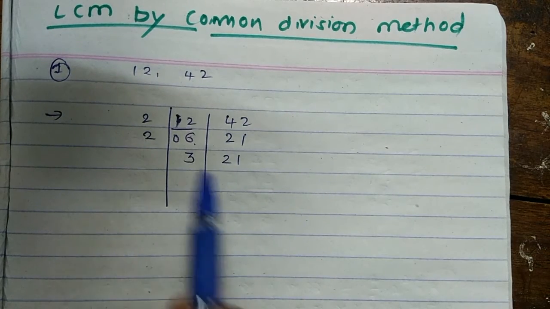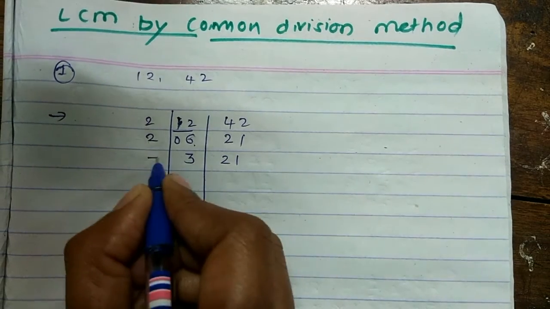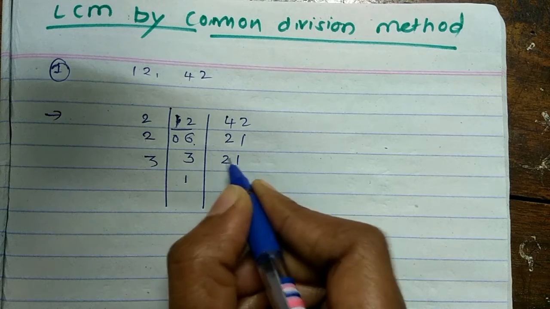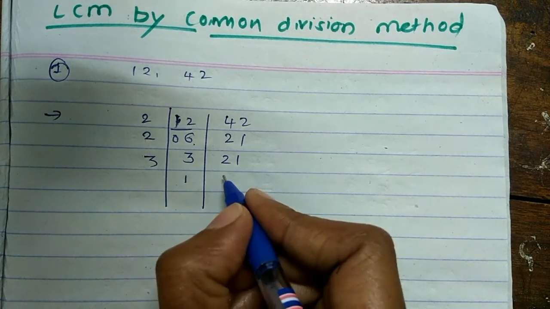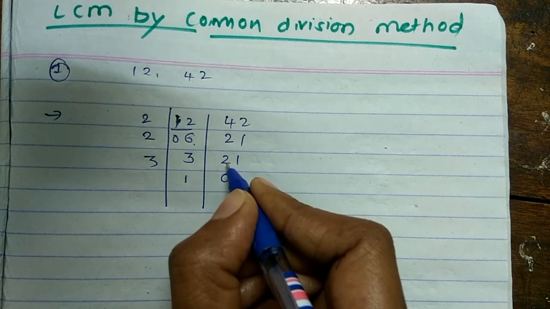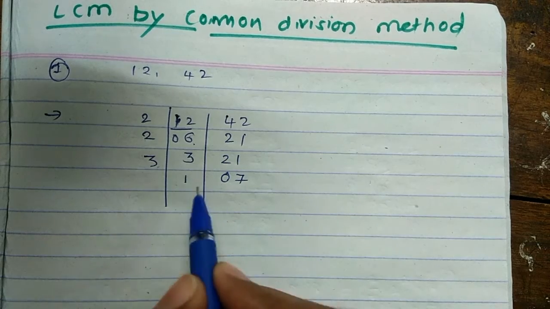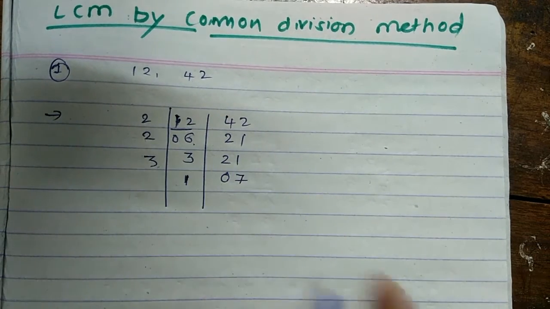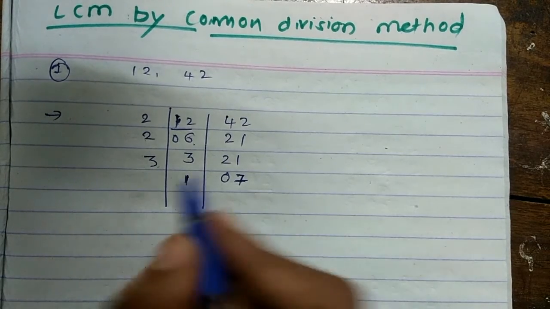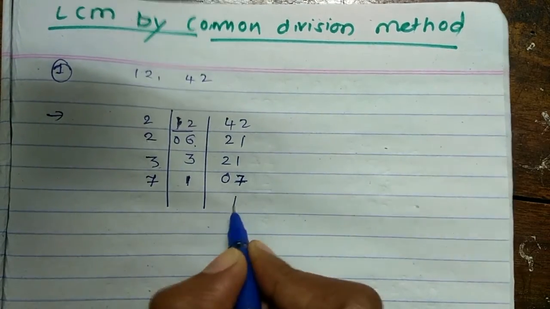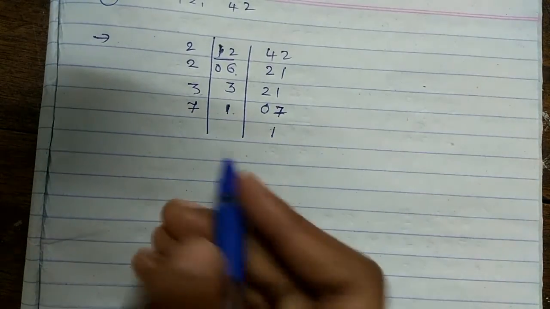Next, think about this 3. It can be divisible by only 3. So we'll take 3 1s are 3, and you have to try to divide this 21 also. 21 comes in the table of 3. So 3, here 0 because 2 is less than 3, then 3 7s are 21. Now once you got 1 here, stop here. Now think about this 7. It is divisible by 7, that is a prime number. 7 1s are 7. Whenever you get 1 in both the columns, you have to stop.